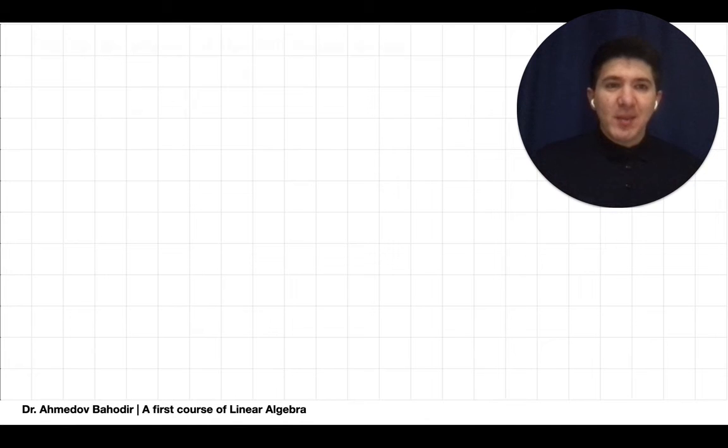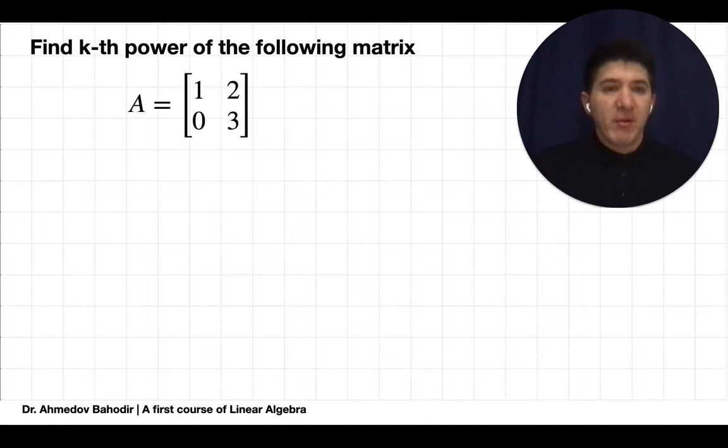So let's do an example. Let's find the k-th power of this matrix. In order to do this, I'm going to find, first of all, the eigenvalues and eigenvectors of this matrix, then find the inverse of the eigenvector matrix, and so on. Since this is a triangular matrix, for any triangular matrix the eigenvalues are on the diagonal. So the first eigenvalue is going to be 1, and the second eigenvalue is going to be 3, simply the diagonal entries of this matrix.